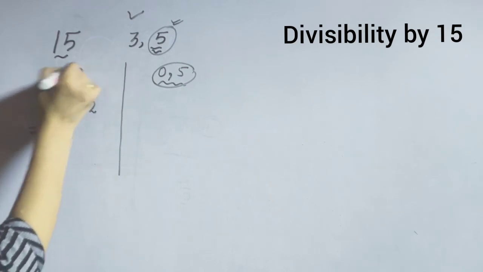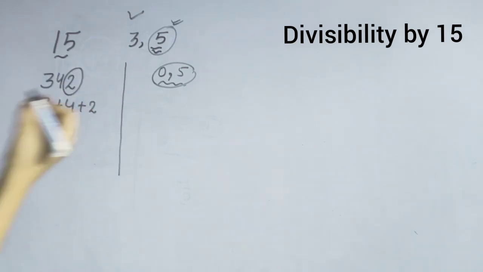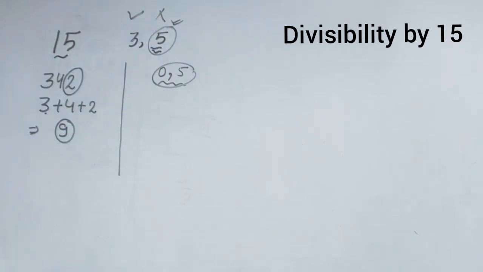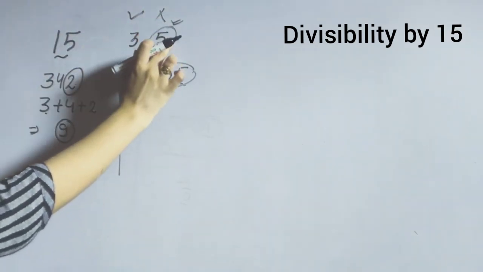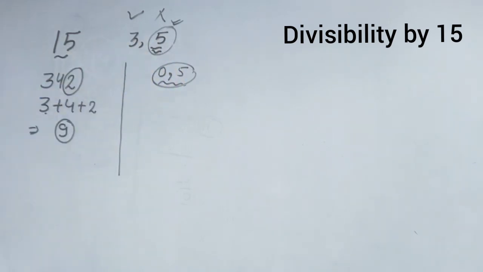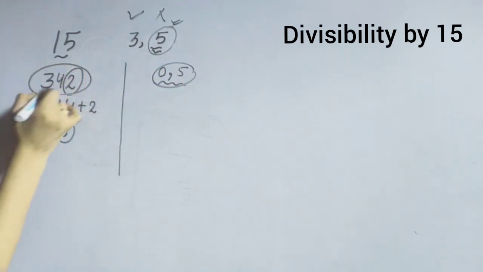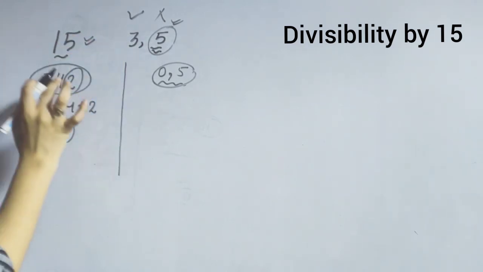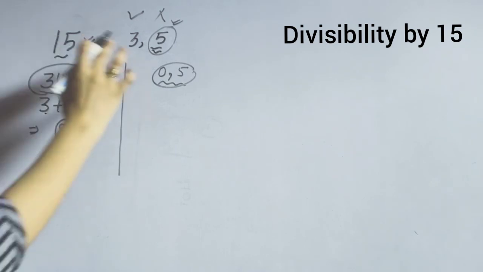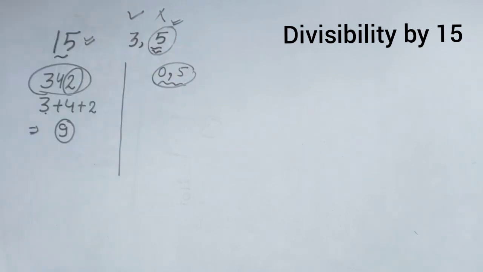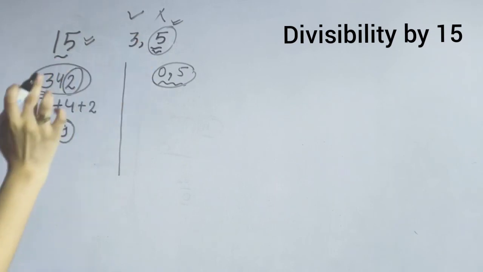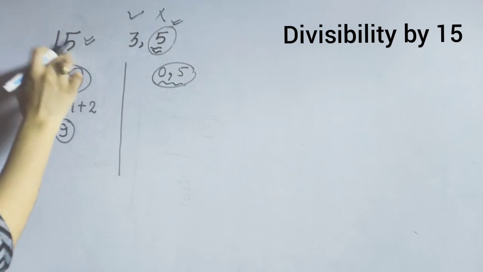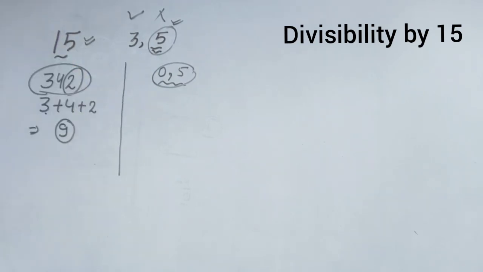Here it is last digit 2, not 0, not 5, so it is not divisible by 5. It is divisible by 3 but it is not divisible by 5, so we can say that this number is not divisible by 15. What is the condition? This number should be divisible by 3 as well as 5. But we have proved that this number is divisible by only 3, not 5. So it is not divisible by 15.